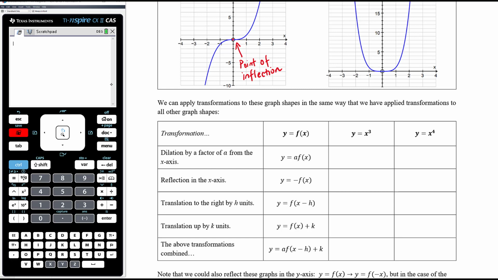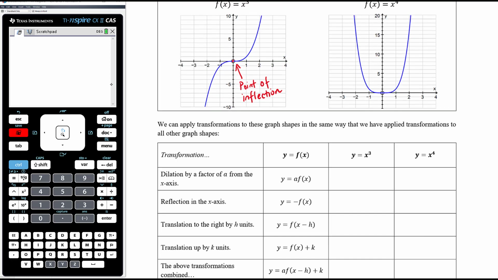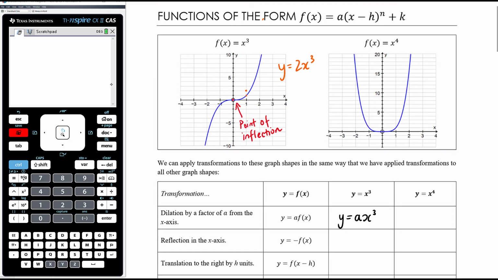So we know that if we have a function f of x and we want to dilate it by a factor of a from the x-axis, we multiply that whole function by a. So in the case of the cubic, that would give the equation y equals ax cubed. That would be the cubic shape, so this shape up here, dilated by a factor of a from the x-axis. For example, if we were drawing y equals 2x cubed up here, all of the y values would be multiplied by 2. So instead of going through the point (1, 1), we're now going to go through (1, 2). Instead of going through (2, 8), we now go through (2, 16). So we get a much more extreme cubic shape, stretched away from the x-axis.